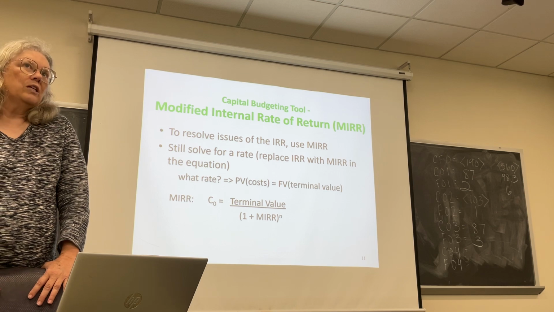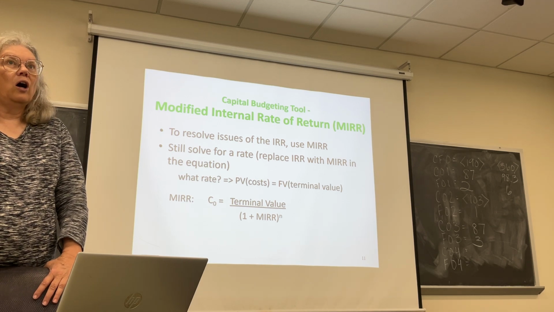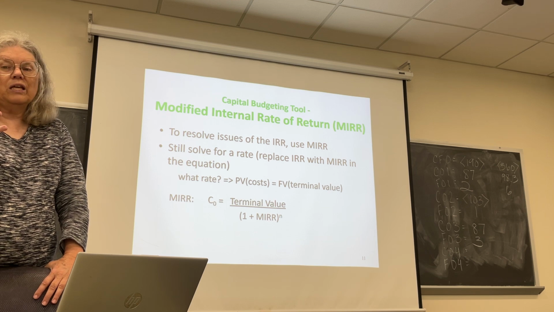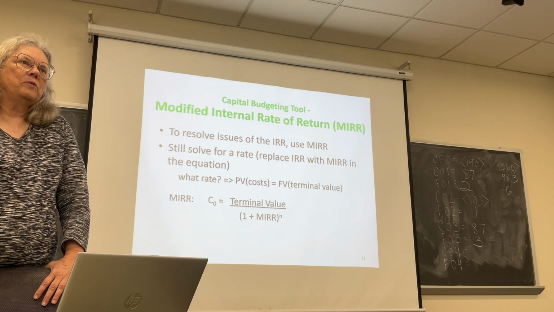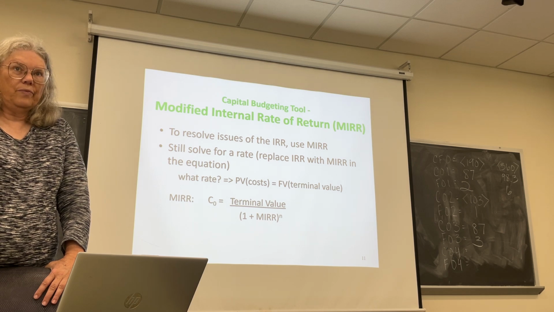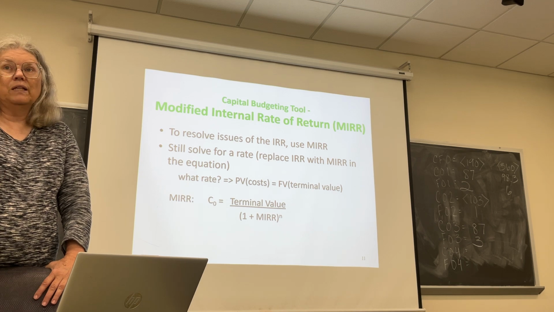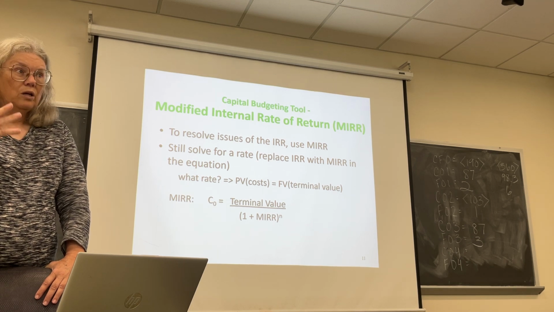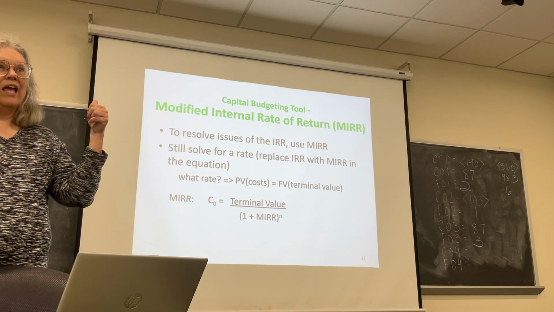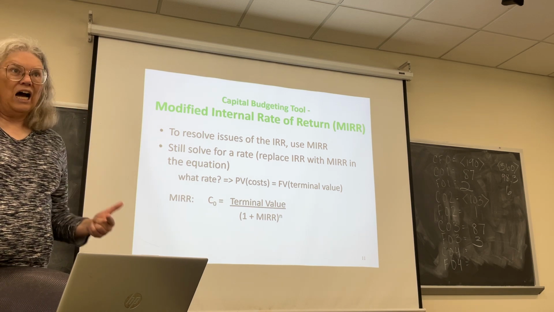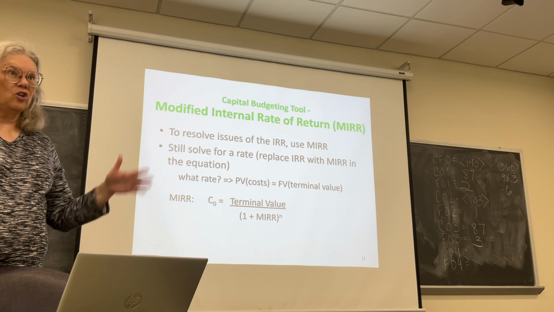So when we look at these tools, the IRR, MIRR, PI, and NPV should give us the same accept reject decision. They might give us different priority decisions, but they'll give us the same accept reject decision. You should not have, for example, a positive NPV and an IRR that's less than the cost of capital. Something has gone wrong.